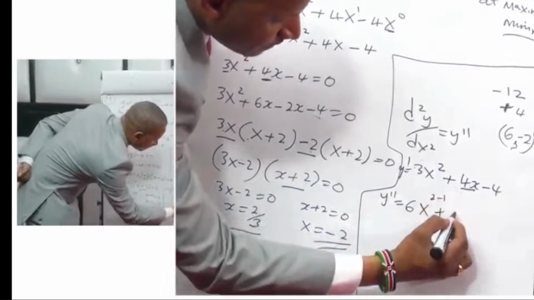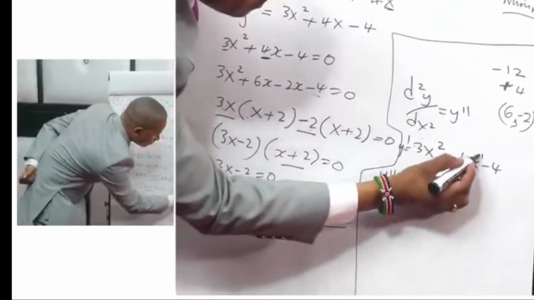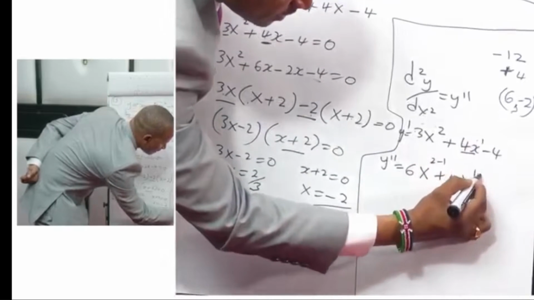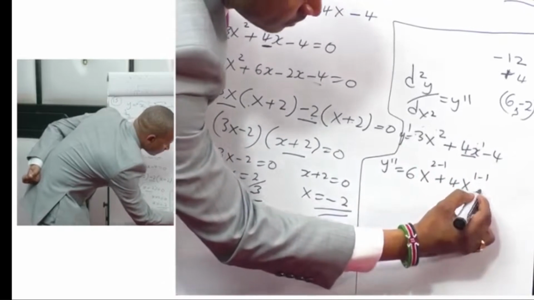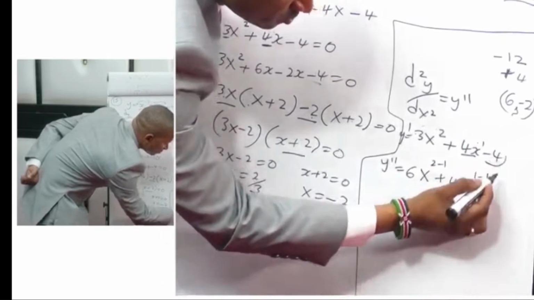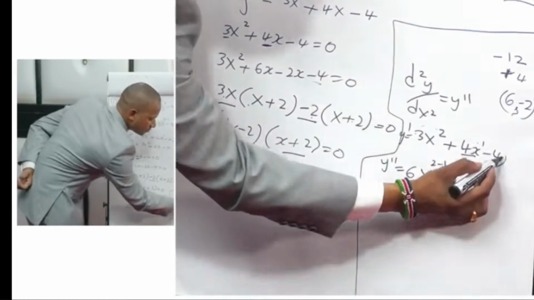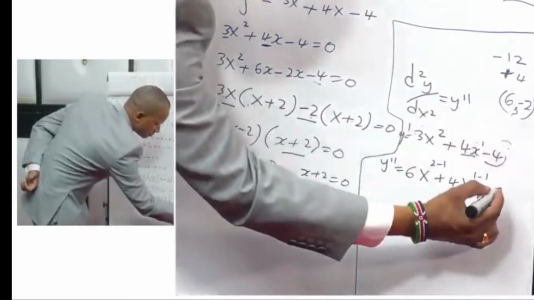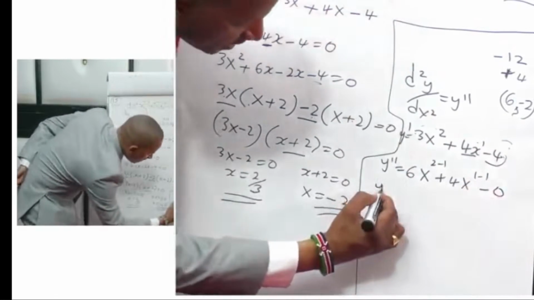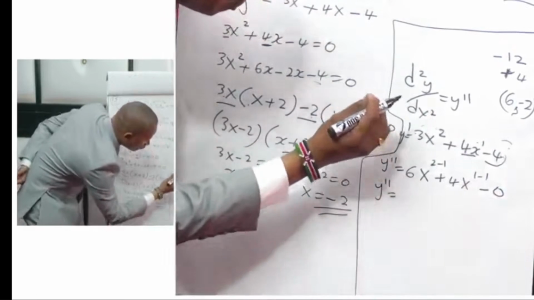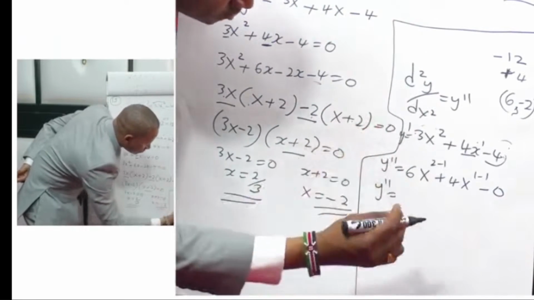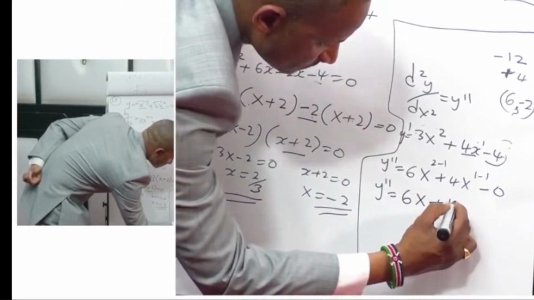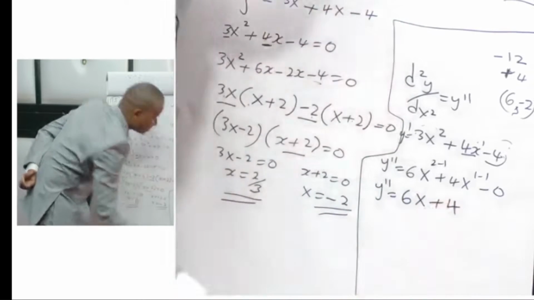Plus, it is to power 1, drop the power, which is 4 times 1 is 4, x, then 1 minus 1. Then minus, this becomes 0, because remember, I said here it is x raised to power 0, then you drop the 0. 0 times 4 times x is 0. So the second derivative d2y/dx2 is 6x plus 4.